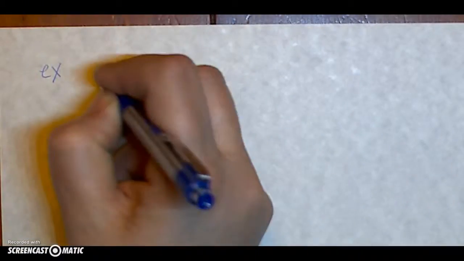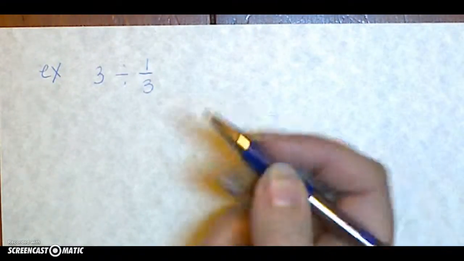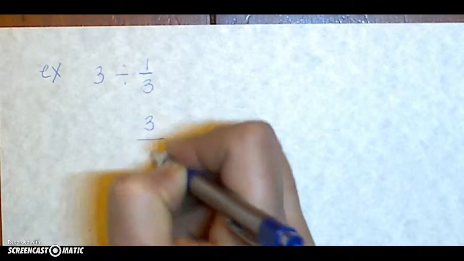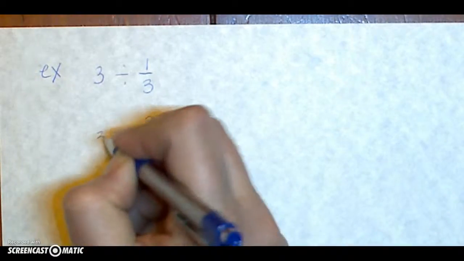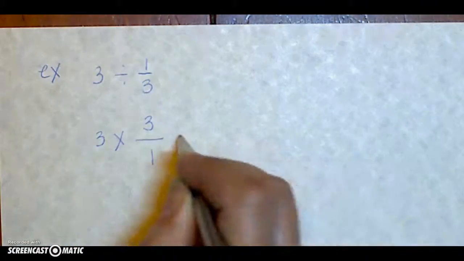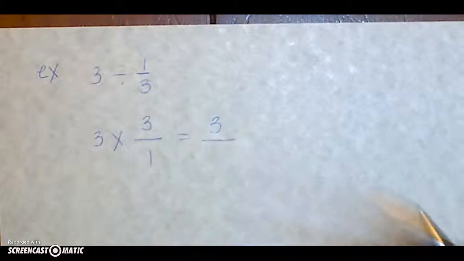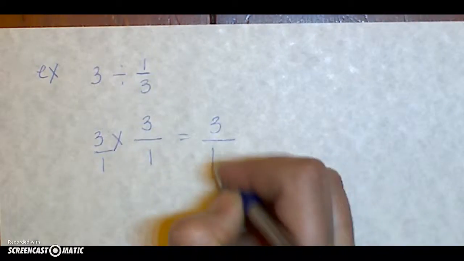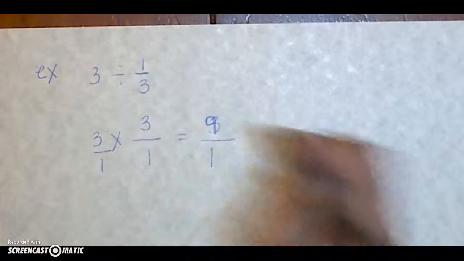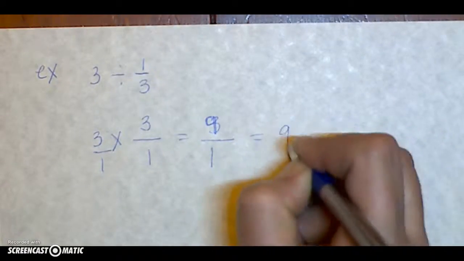Okay, so if my first example is 3 divided by 1/3, I'm going to invert my fraction. So 1/3 will become 3 over 1. This 3 just comes on down, and I change my division to multiplication. So now, as you can see, I multiply across. 3 times 3 is 3, and 1 times 1 is 1. 3 times 3 is not 3, boys and girls. Excuse me, 3 times 3 is 9. And 9 over 1 is my answer, which comes out to be 9.